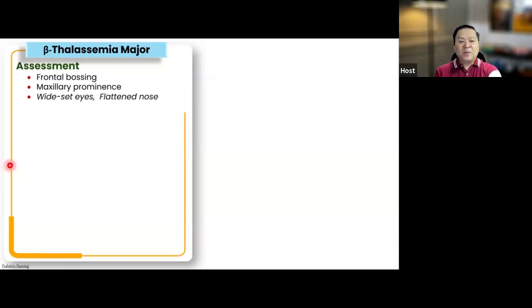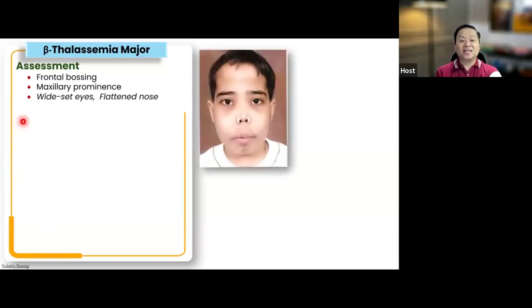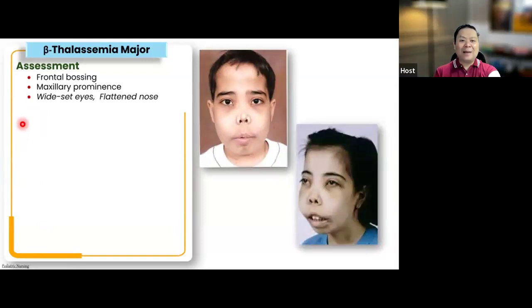Now, this patient will also have a characteristic greenish yellow skin tone because the patient will have rapid destruction of the red blood cells. And so there is now an increase in the bilirubin content in the bloodstream. That's why they're going to have a greenish yellow skin tone.